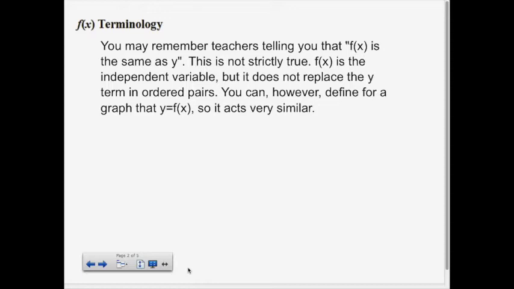It doesn't replace y in terms of ordered points, but you can graph where you just say, well, my y value is just the result of a function. It'll do the exact same thing that you've done in the past, but I just need you to know that y is not exactly equal to f of x.